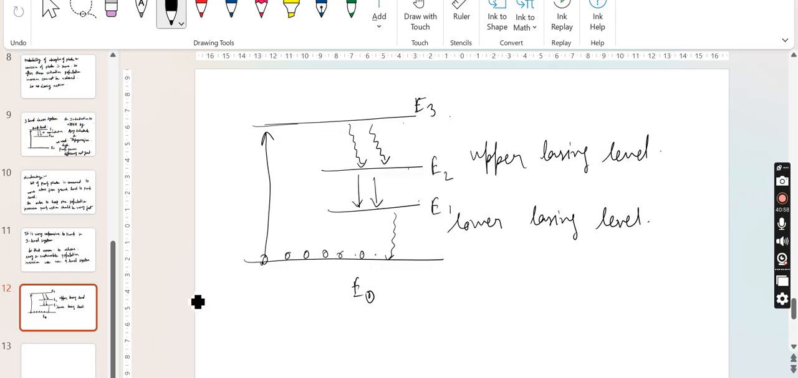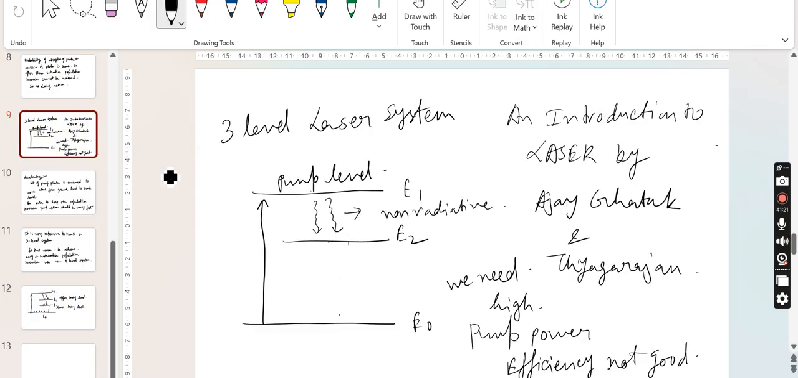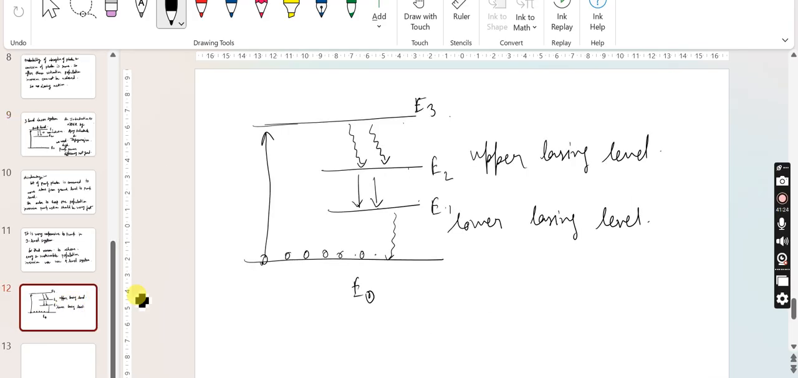So the population inversion between E2 and E1 becomes sustainable, and it's easy to keep that way. And we don't need so much pump power now. So that's why we need the four-level laser. Basically, in the three-level laser we decouple the pump level and upper laser level, and in the four-level laser we also decouple the source level and lower laser level.